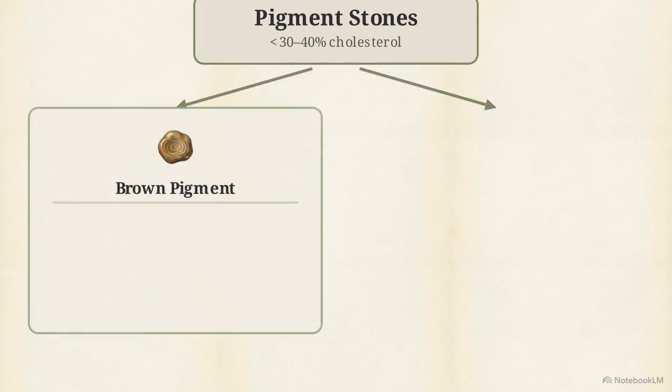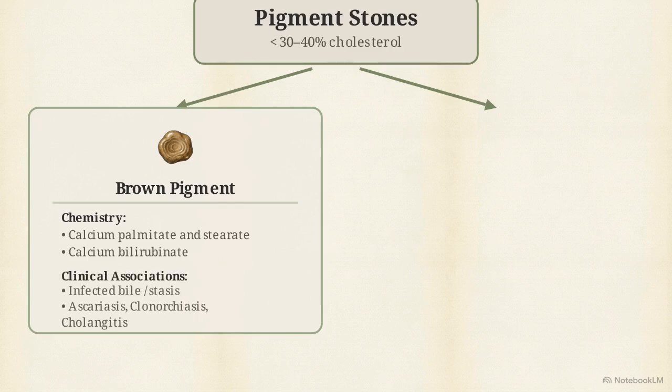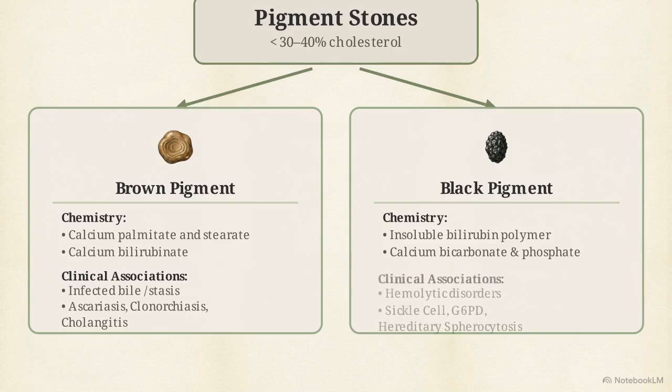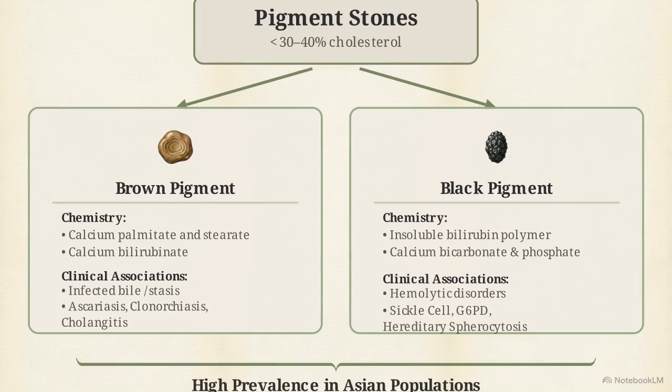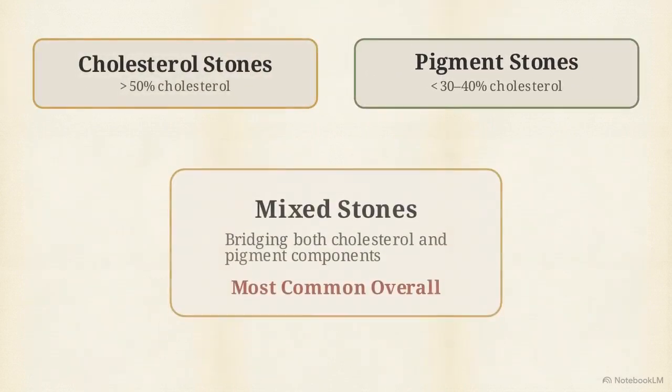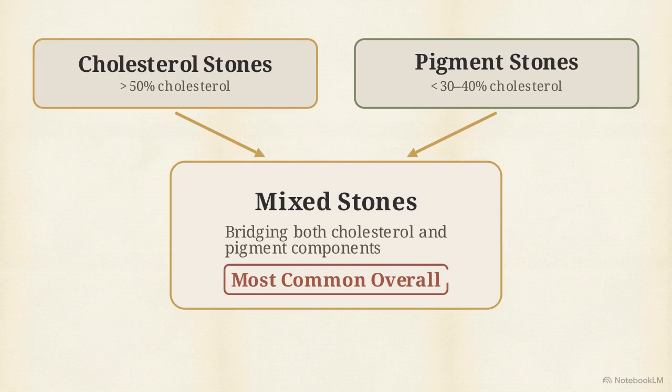Brown pigment stones are formed from calcium palmitate and stearate. They are strongly linked to infected bile and parasitic infections like clonorchiasis. Black pigment stones consist of insoluble bilirubin polymers and correlate tightly with hemolytic disorders, such as sickle cell disease or G6PD deficiency. Both pigment variants show a distinctly high prevalence across Asian populations, but the most common presentation overall is the mixed stone, bridging both cholesterol and pigment components into a single calculus.